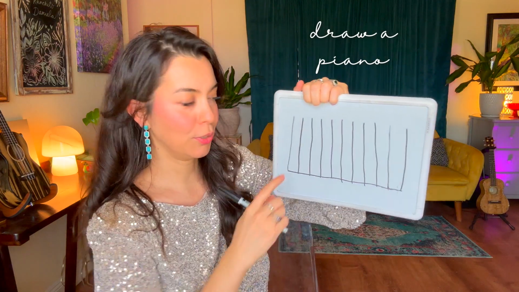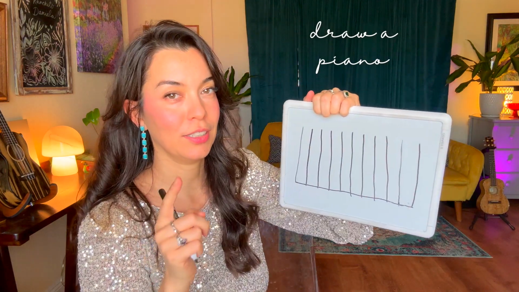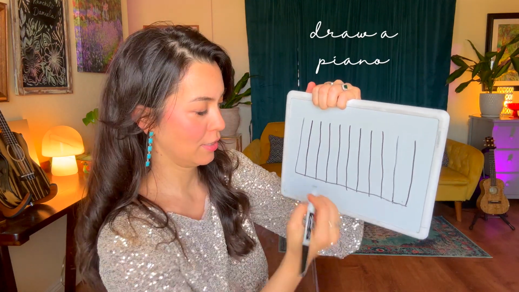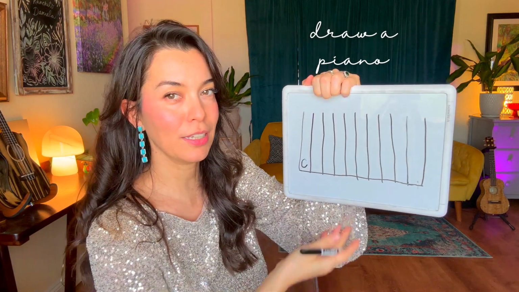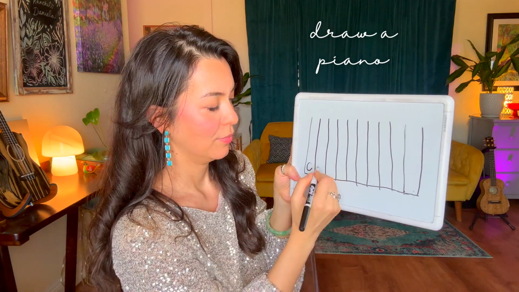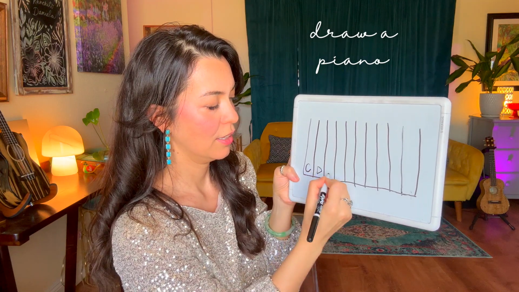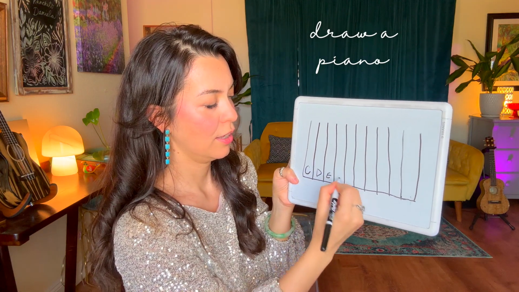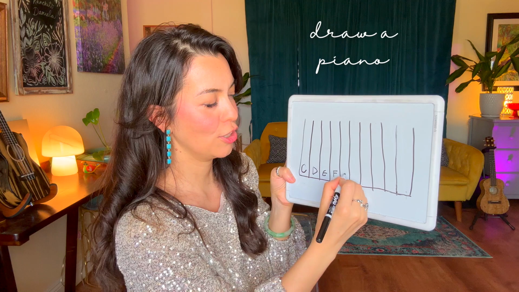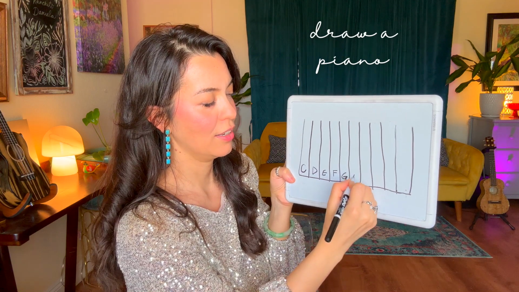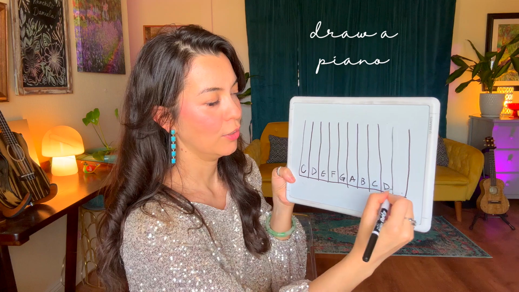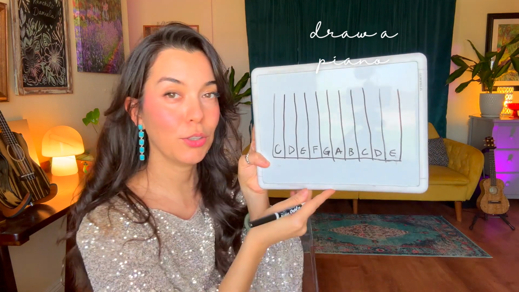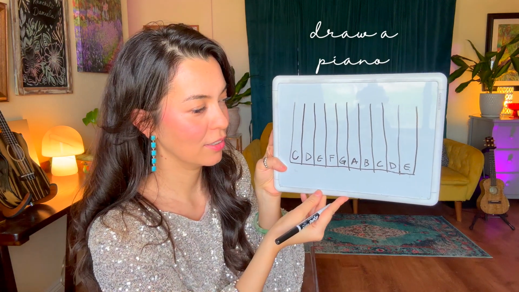Now, on this first one, we're going to start not on A. We're actually going to start on C, and you'll see why. So, go ahead and give me a C, D, E, F, G, A, B, C, and go ahead and fill those in. So your keyboard should look like this.